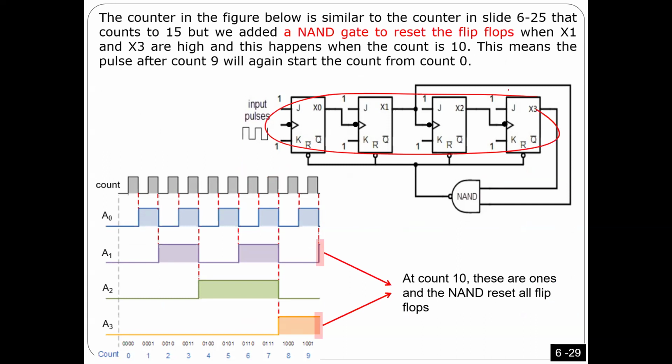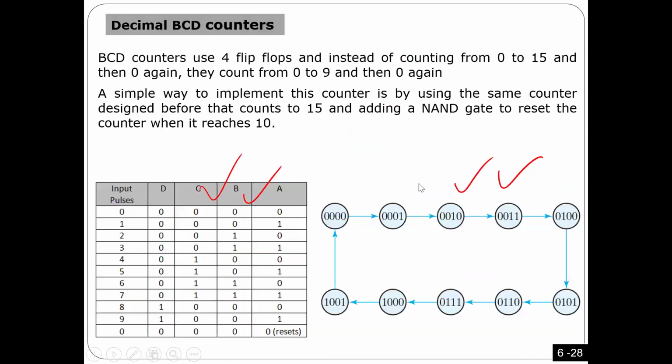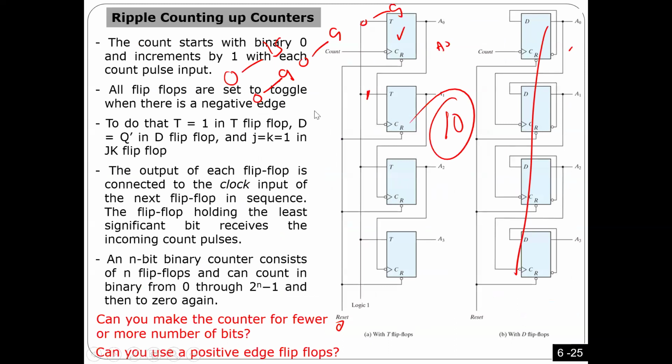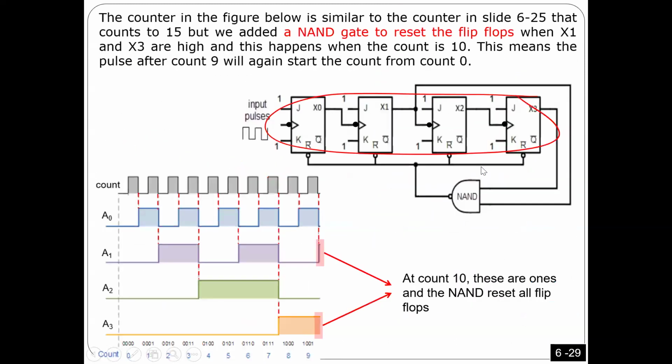This counter here is similar to this counter. It can count from 0 to 15, as you see here. So this is actually a 0 to 15 counter. Okay, normal 0 to 15, but I will modify it a little bit so that after 9, I'm going to get 0, not 10. What I'm saying? How can you do that?